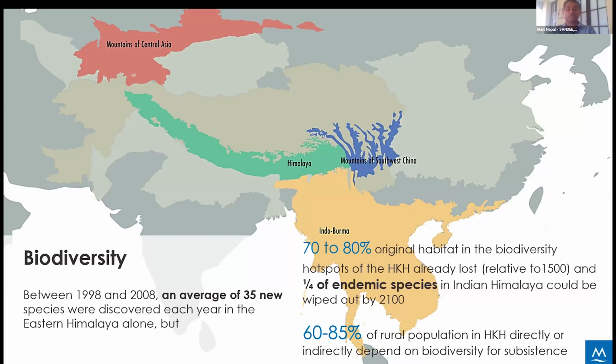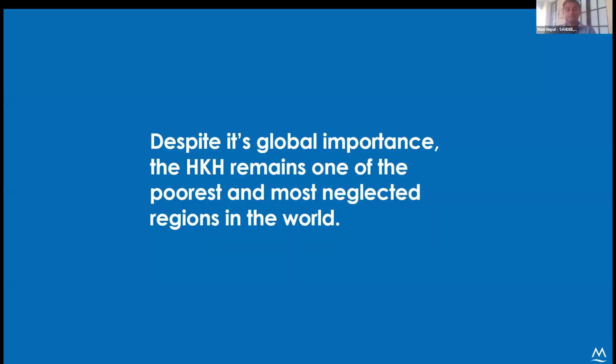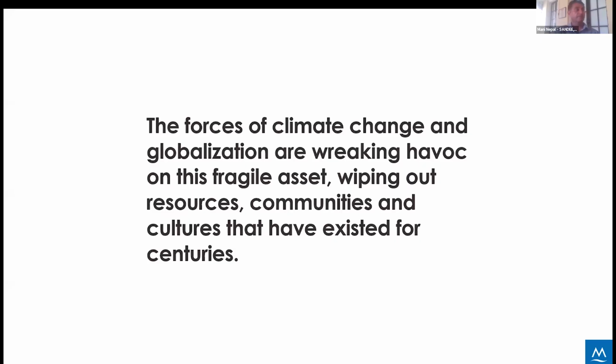And this is important because 60 to 85% of the rural populations are actually relying on biodiversity and related services. So this is linked with livelihoods, not only for flora and fauna, but also the livelihoods of the people who are in the region. Despite its very high importance globally, the region is basically neglected because the poverty is very high in the region, and other challenges are there, which I will touch upon, and now I'll discuss more.